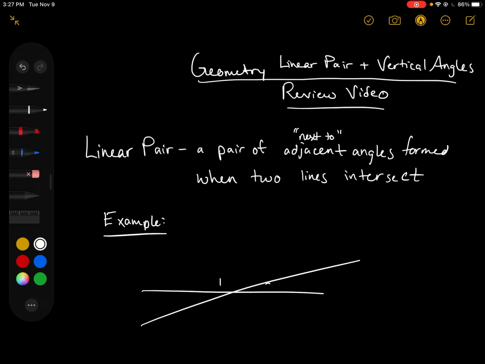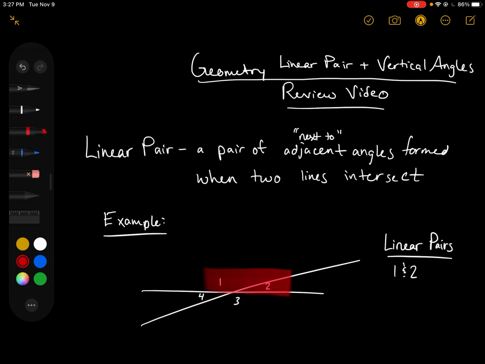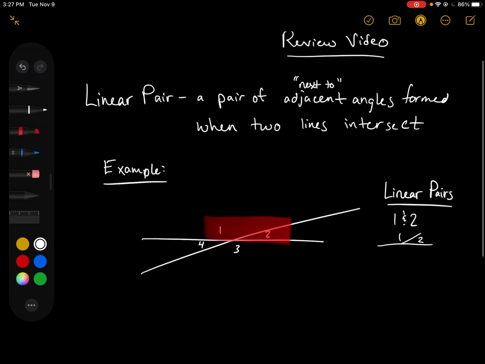If we have angles 1, 2, 3, and 4, linear pair options are ones that are right next to each other. So 1 and 2. They are directly next to each other, and basically the simple way to view this is they form a line when we put them together. So if we put 1 and 2 together, they make a straight line. So that is one example of a linear pair.